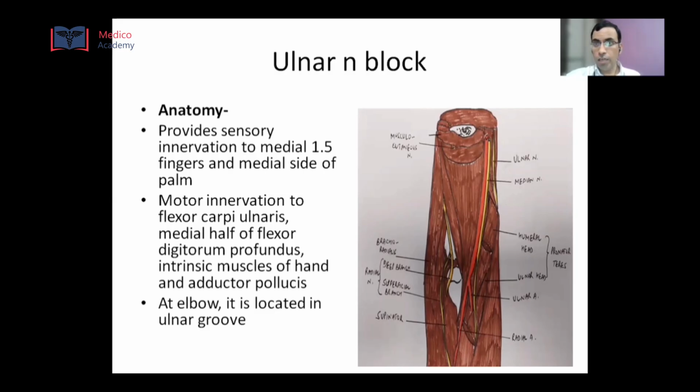For giving an ulnar nerve block, we should first know about the relevant anatomy. The ulnar nerve provides sensory innervation to the medial 1.5 fingers and medial side of the palm. It also provides motor innervation to flexor carpi ulnaris, the medial half of flexor digitorum profundus, and the intrinsic muscles of hand and adductor pollicis. At the elbow, it is located in the ulnar groove, which lies posterior to the medial epicondyle.